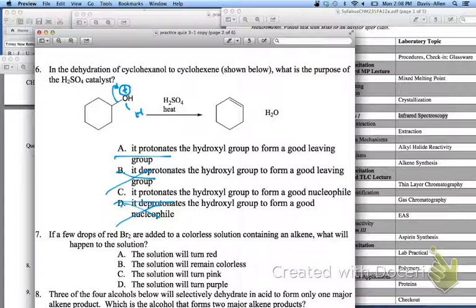Our result is that we now have two pieces. What happened? Water left our starting molecule. If water leaves, it becomes a good leaving group. Okay? So be careful parsing together the definitions. This is why knowing what an acid is, a base is, nucleophiles, and electrophiles can become extremely helpful. Okay?